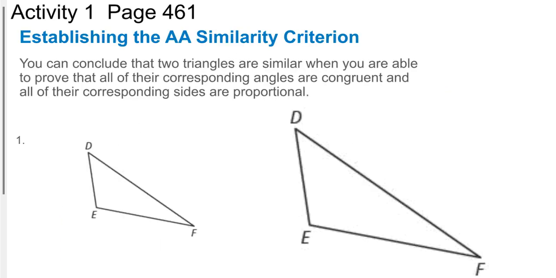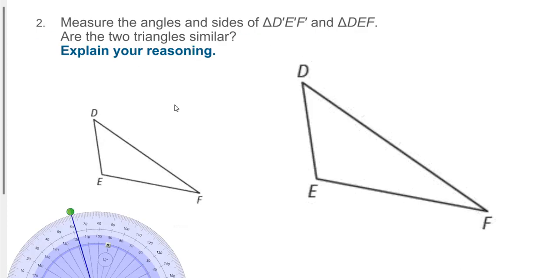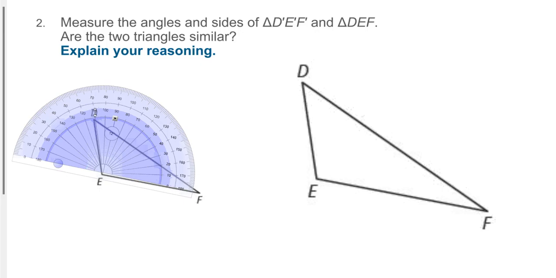So, establishing angle-angle similarity. You can conclude that two triangles are similar when you are able to prove that all corresponding angles are congruent and all of their corresponding sides are proportional. So how can I do this? I'm going to measure the angle of DXF, and that's 112 degrees. And I can go over here and look, it's the same angle.